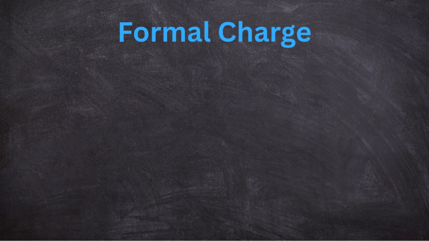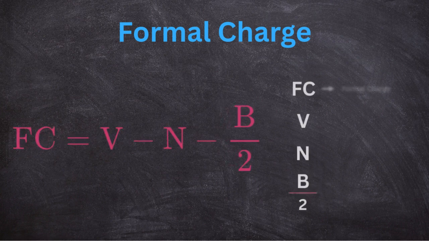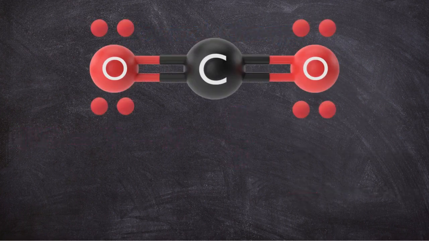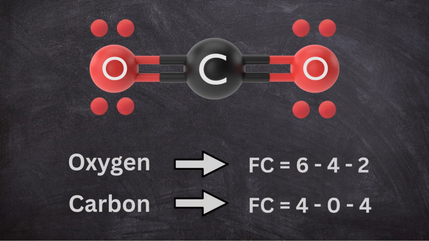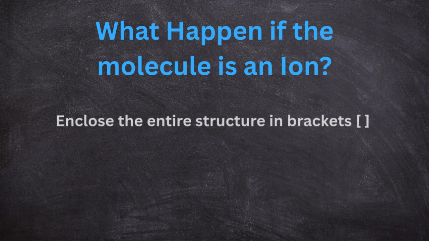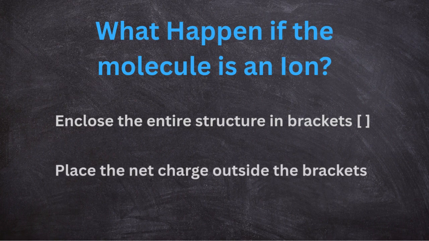Another thing that we have to take into consideration when we do Lewis structure is the formal charge of each atom. It is represented by the following formula. This is an example of how the formal charge of carbon and oxygen is calculated in this molecule. Also, we need to consider that if the molecule is an ion, we have to enclose the entire structure in brackets and place the net charge outside the bracket.